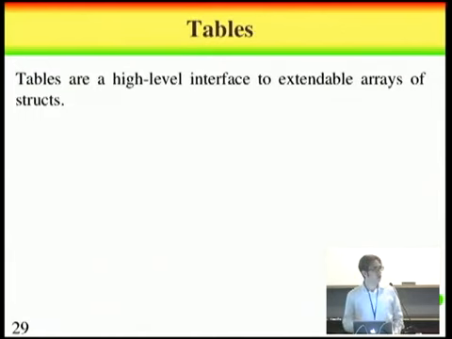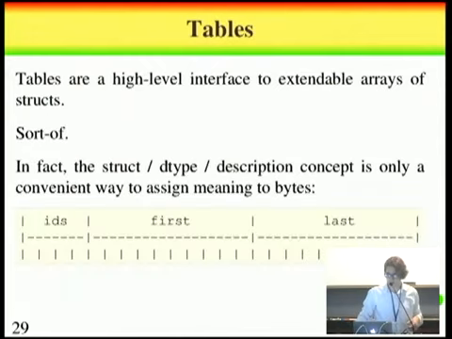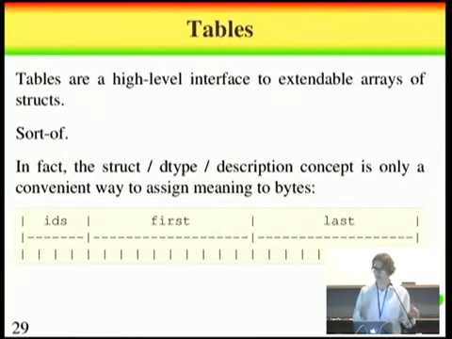Okay. So we've covered arrays. Now let's cover tables in a little more depth. Tables are basically a high-level interface to an extendable array of structs. Really, they're just normal arrays where different fields in what you claim as a row have been assigned different meanings. A struct is a very low-level way in C of assigning meaning to a field. A dtype in NumPy is the same thing.